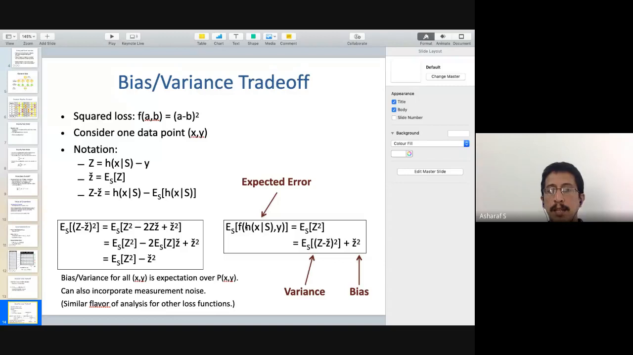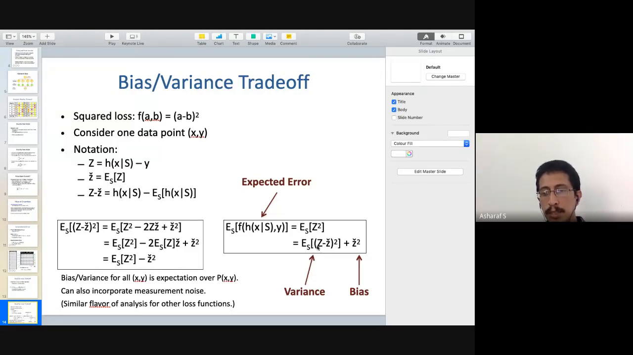What is expected error? I told you expected error is expectation of the error. What is the expectation of the error over the sample? H of x is the machine-given prediction, and y is the actual value, right? So if you compute this, we have defined z as the difference between the predicted and the actual. So it'll be z square.